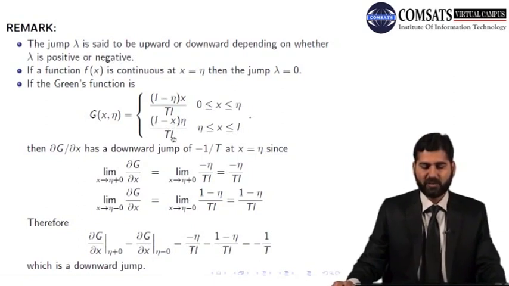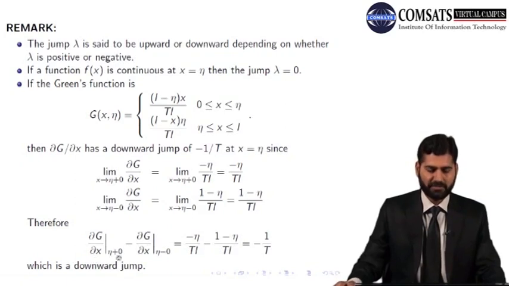We are here. So what is the derivative? The derivative is minus eta by TL. There is no x in here. So if you take eta minus 0, it means you are in this interval, x is less than eta. So if you take the derivative with respect to x, you will get L minus eta by TL. So now if you take the limit, you will get L minus eta by TL.